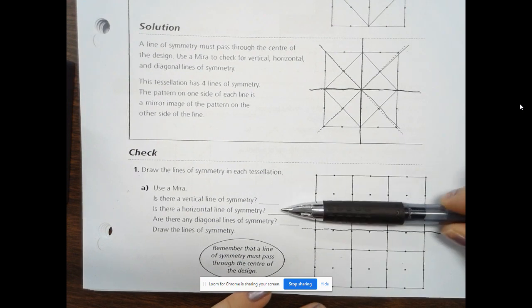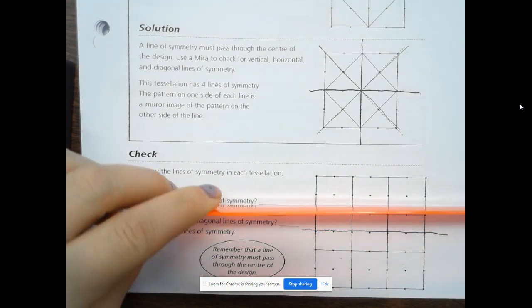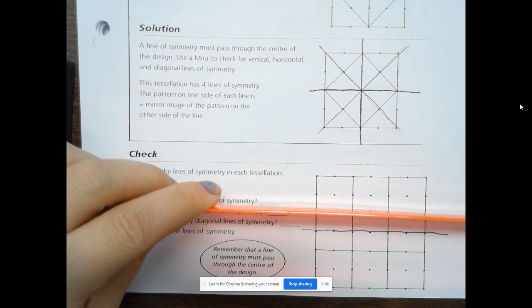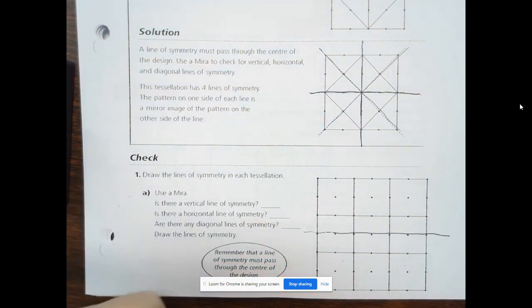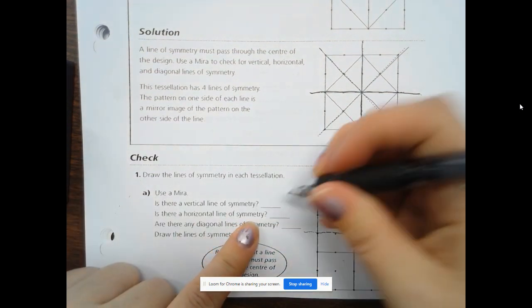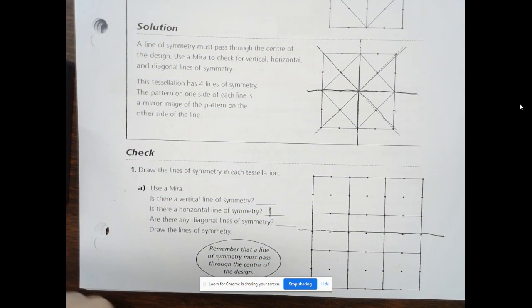Now, if I cut it here, it wouldn't work because it's not the same distance on both sides of my pencil or ruler. And if I choose to look at it this way, to make it a little bit easier for you. So I can only cut it once horizontally. So is there a horizontal line of symmetry? Yes, there is one.